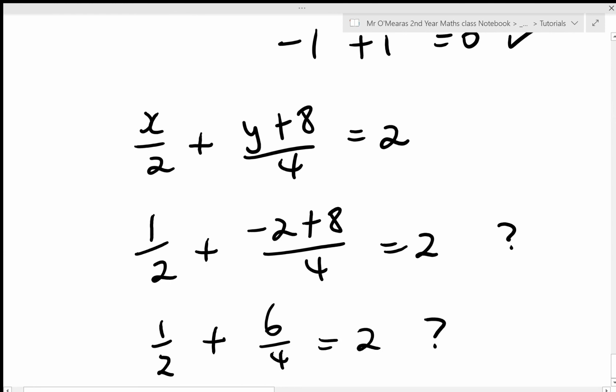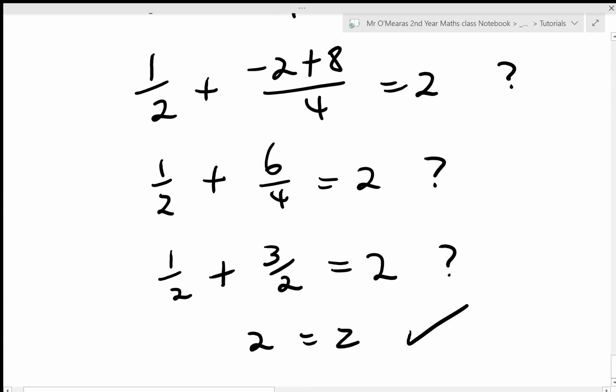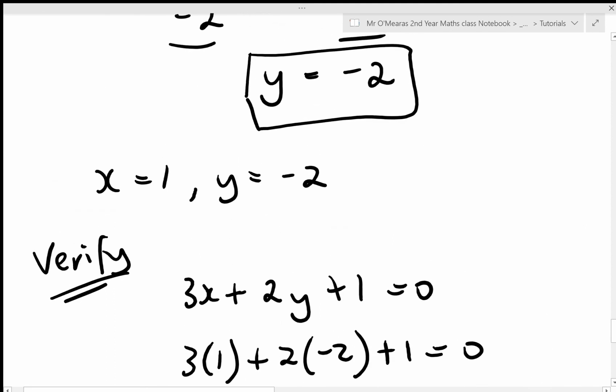Does that equal 2? Well, if we want to make them both into the same denominators, yes, a half plus 1.5 or 3 over 2 is equal to 2. Okay, so we have verified that our answer, x equals 1, y equals -2, is correct. And we have verified that it fits back into both equations that we started off with. And that's a really important part of the whole process. Okay, and this is how to solve slightly more challenging problems.